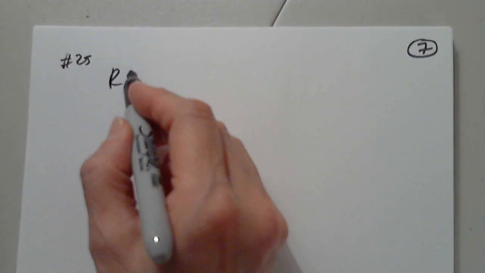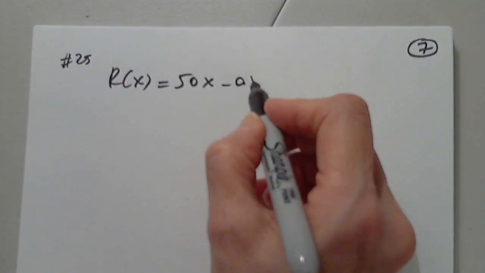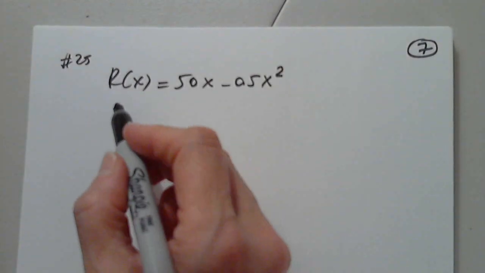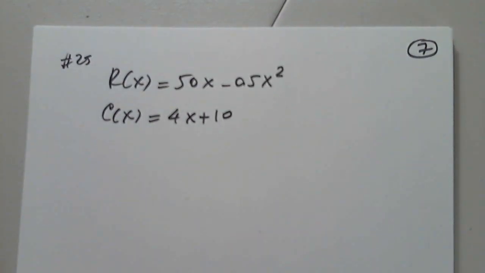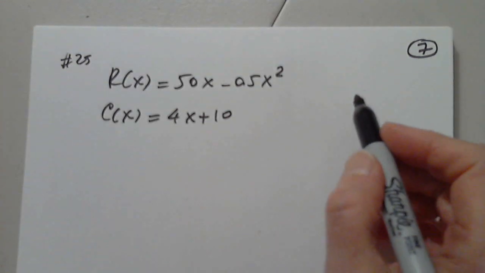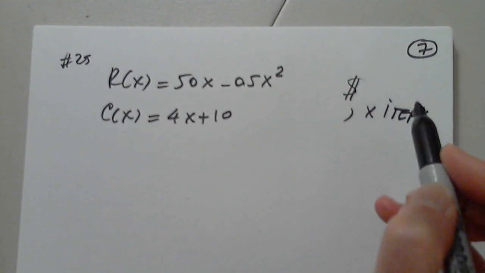We're given the revenue, which is 50x minus 0.5x squared. We are given the total cost, which is 4x plus 10. So let R of x, C of x, and P of x be respectively the revenue, cost, and profit in dollars from the production and sale of x items. So everything is in dollars and x is in items, number of items.